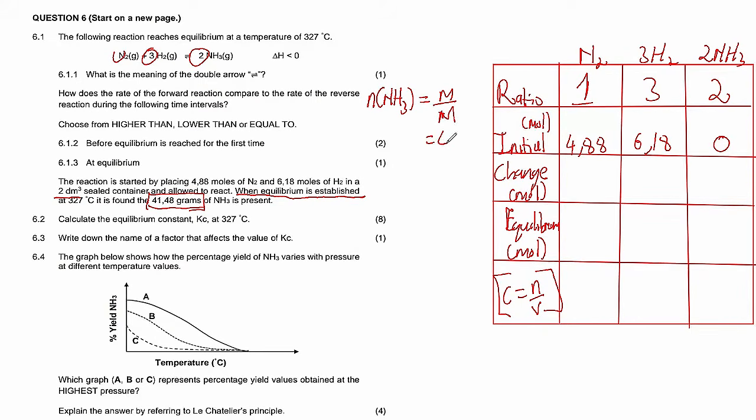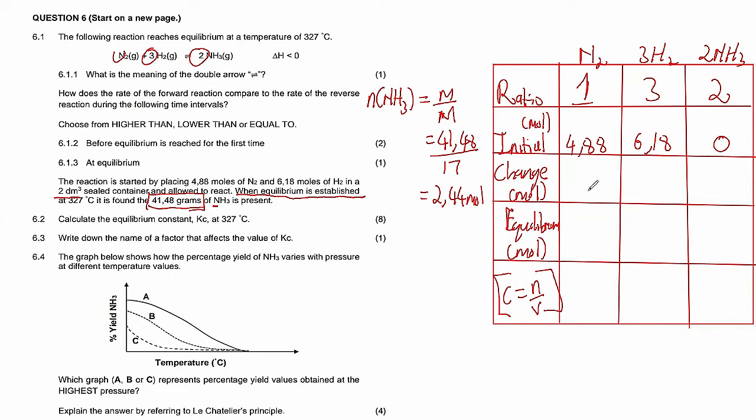Now the mass we are given is 41.48, and then the molar mass of NH3, we know that nitrogen is 14 grams per mole according to our periodic table, and then our hydrogen is 1 gram per mole, but there are 3 atoms of that hydrogen. So all in all, we get 14 plus 3, which is 17, right? Now 41.48 divided by 17, that will give us 2.44 mole, right?